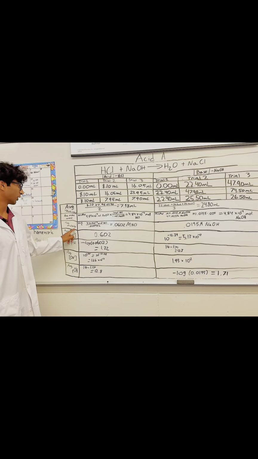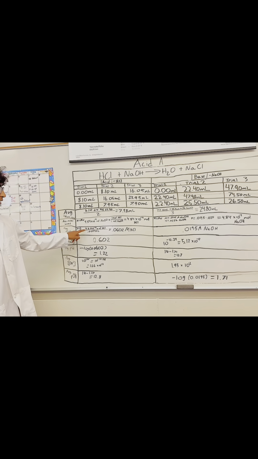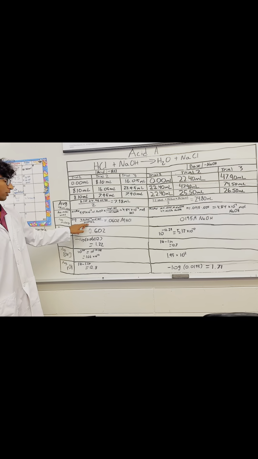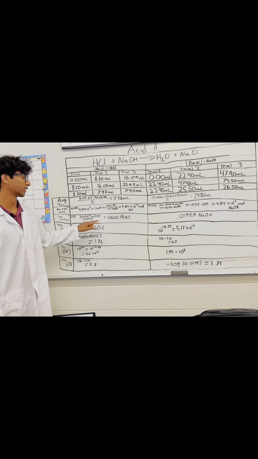Moving on to the average molarity, we used the same formula, M equals n over L. So we divided the number of moles used by the liters of the solution, or liters of acid that we used. 7.98, converted that to liters, that was this number.